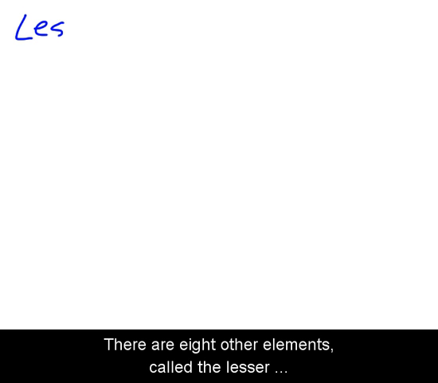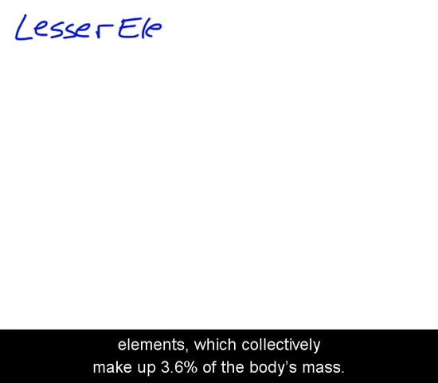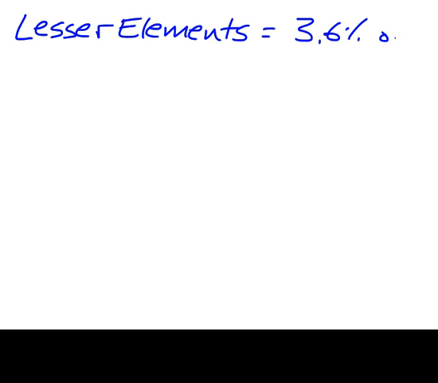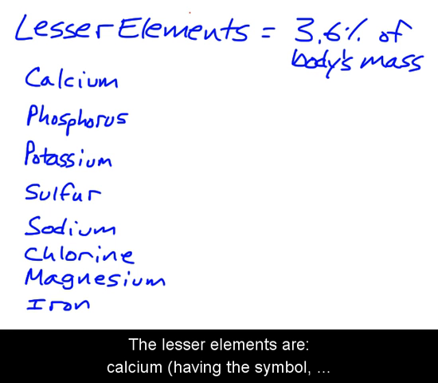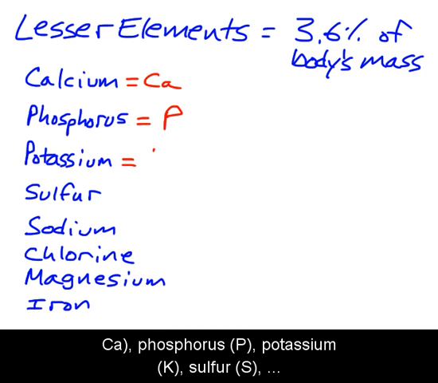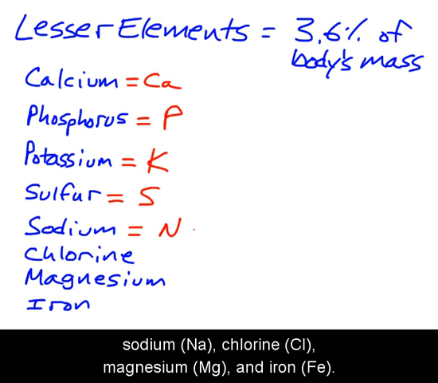There are 8 other elements called the lesser elements, which collectively make up 3.6% of the body's mass. The lesser elements are calcium, having the symbol Ca, phosphorus, P, potassium, K, sulfur, S, sodium, Na, chlorine, Cl, magnesium, Mg, and iron, Fe.